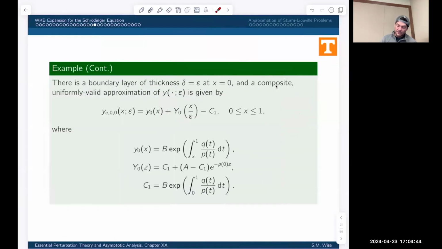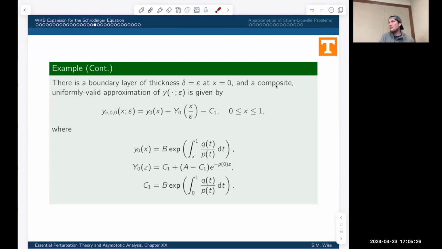We also said that there was a boundary layer of thickness delta equals epsilon at x equals 0. The composite uniformly valid approximation that we got by doing matched asymptotic expansions was: you take your leading order outer solution plus the leading order inner solution, and you subtract off the matching term. And here's our outer solution. It's some exponential involving an integral of the quotient q over p. And the structure of our inner solution, remember, in the linear case has to be characterized by this exponential decay.